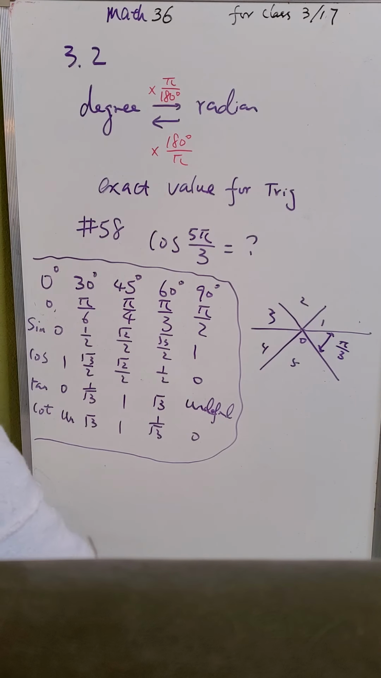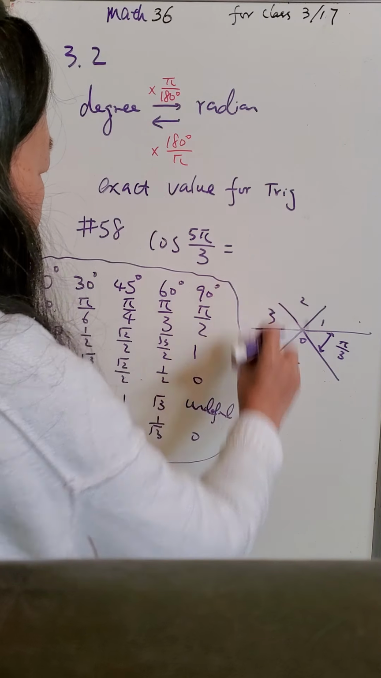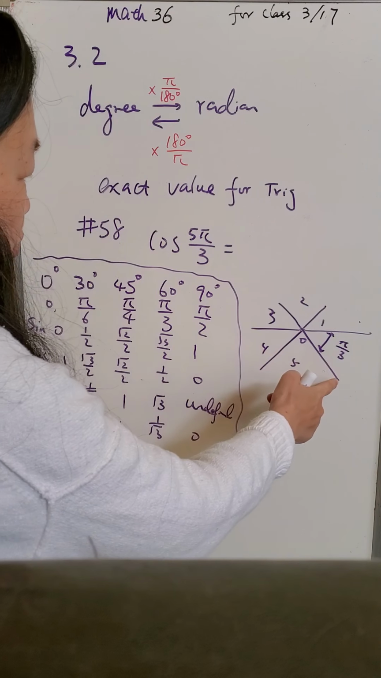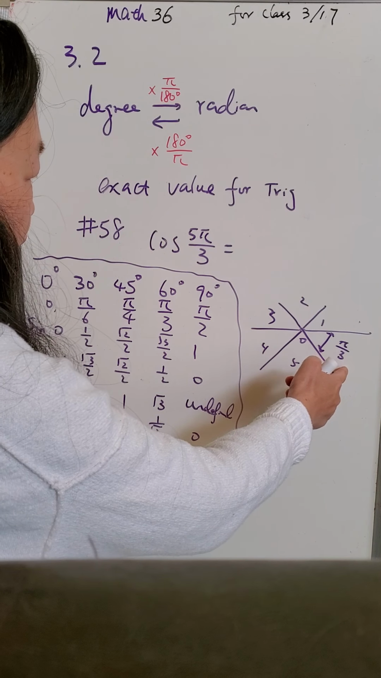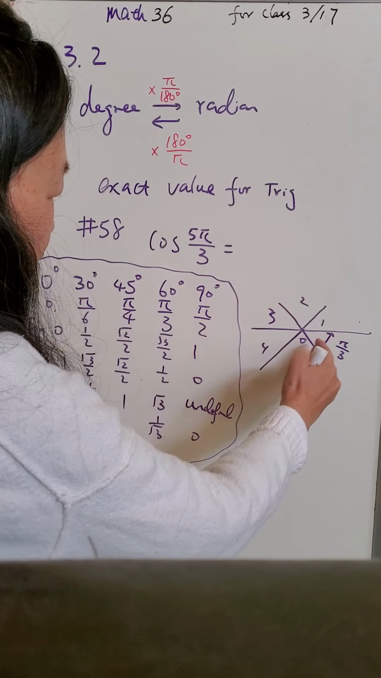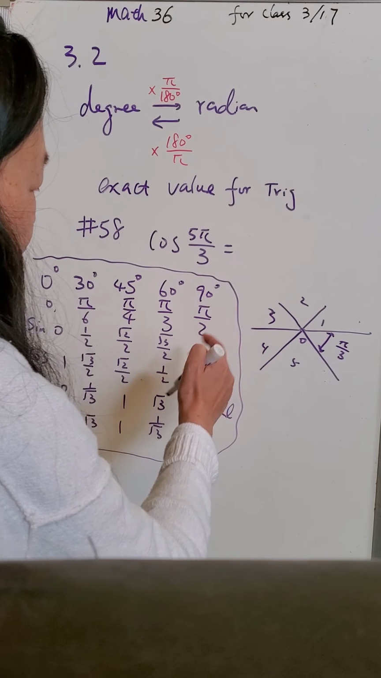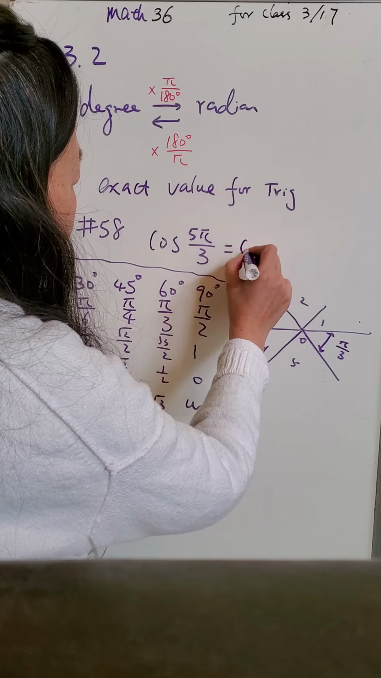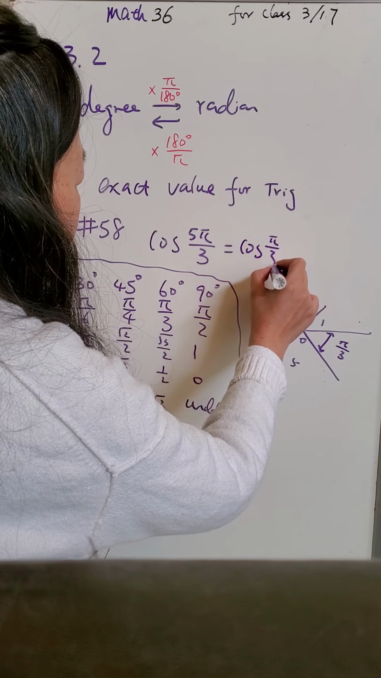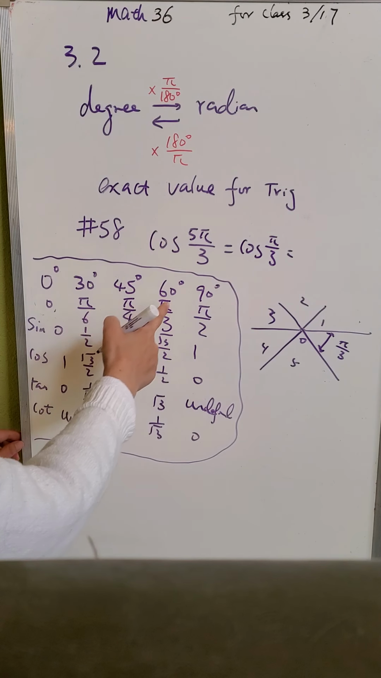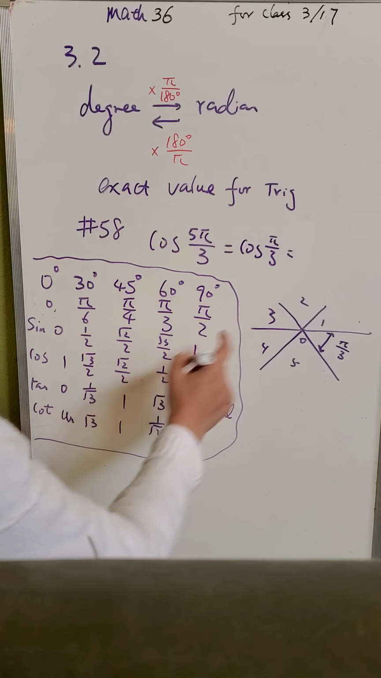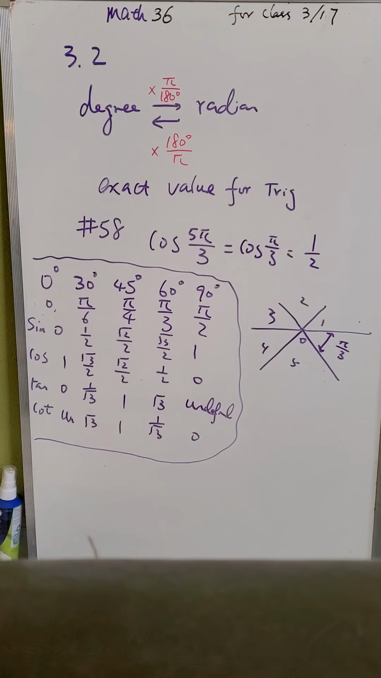Therefore, for cosine in quadrant 4, it is positive here. Cosine is positive on the right and negative on the left. So this is cosine of pi over 3, which is right here, so that is 1/2. That's how you do these problems.